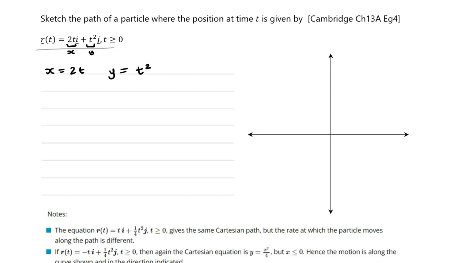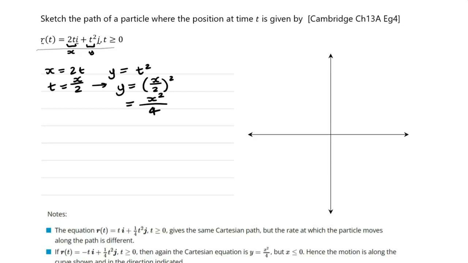And if we want to put that into Cartesian form to help us visualize, let's eliminate that t. So x equals 2t tells us that t equals x over 2. So substituting that into here, we can have x over 2 squared. So y equals x to the power of 2 over 4.